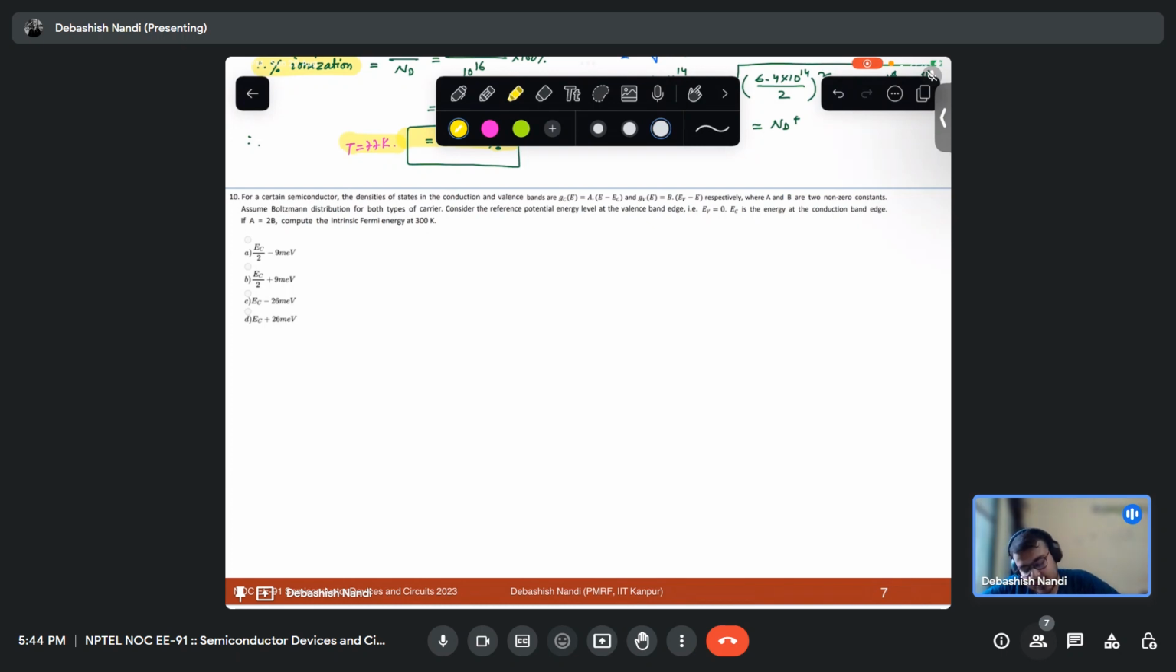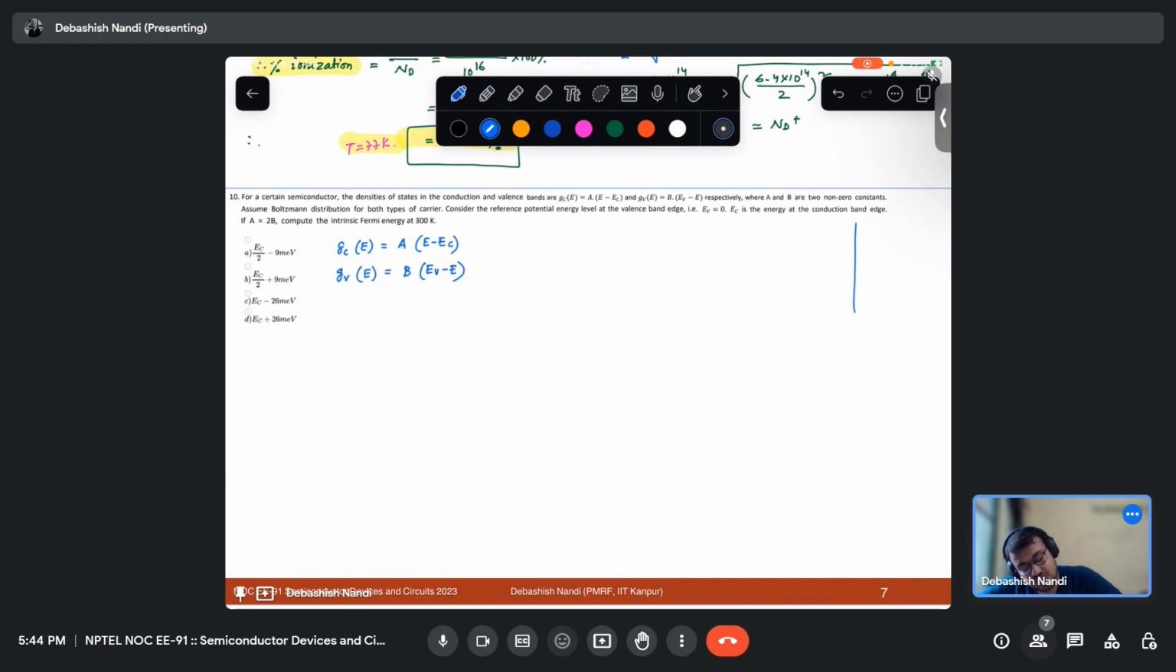So for a certain semiconductor, the density of states of the conduction band is this and of the valence band is this. Your GC of E is given as A times E minus EC, and GV of E is given as B times EV minus E. So what is the first observation? The first observation is that it is not the conventional square root one. We assume the parabolic one, right?